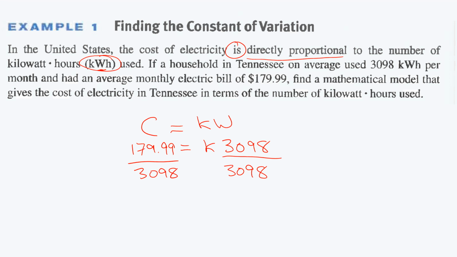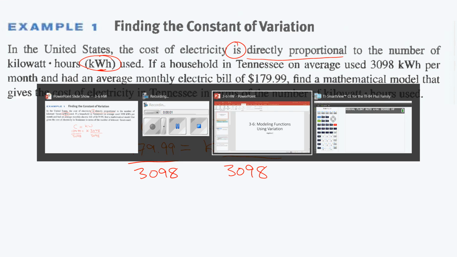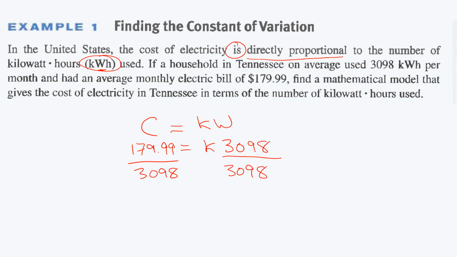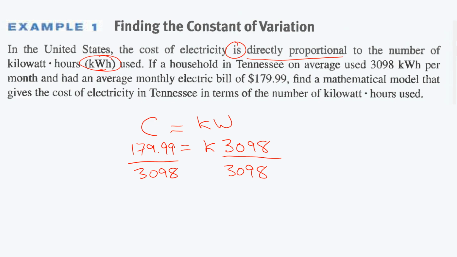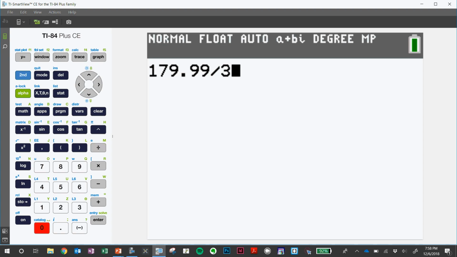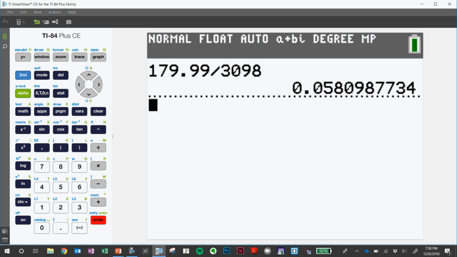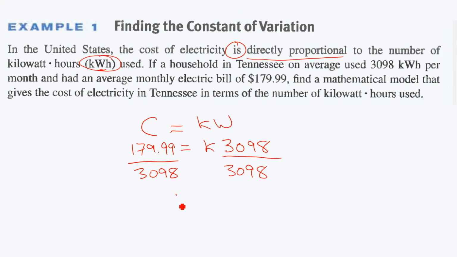And for this, let's grab our calculator. So this was $179.99 divided by 3098. And we get 0.058, and we'll round it off there. So K equals 0.058. All right, so we need to find the mathematical model.